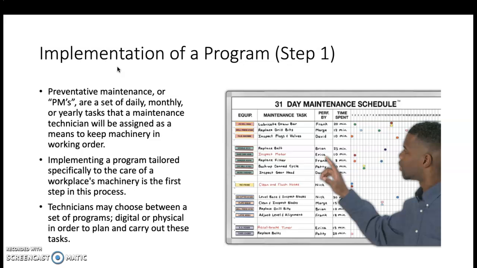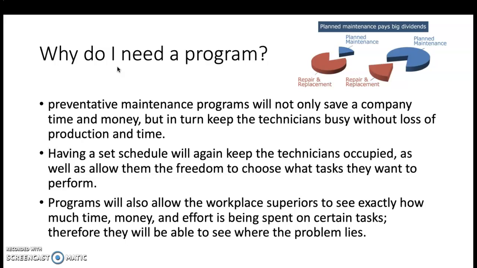So to get started, you'd find a program and implement it that would be the best fit for that machinery or your entire plant. You can use a computer program. A lot of them are digital, and you can use a calendar program like this dude is doing right here with a 31-day maintenance schedule.